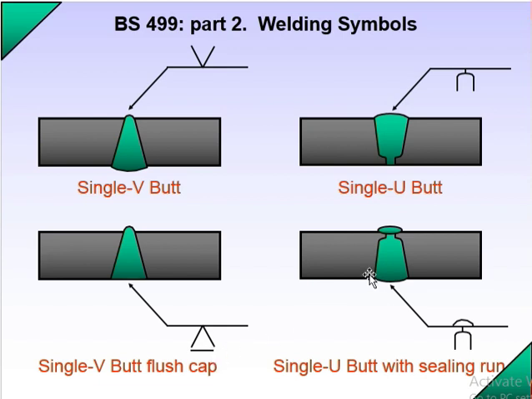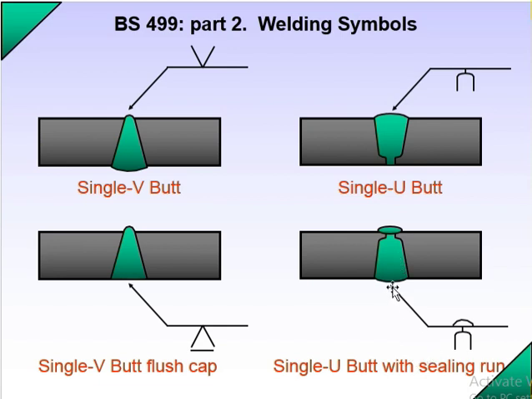You see here the single U, but there is a backside, where a chipped weld has been done, and after that a welding has been done by seal welding. So how do you have to recognize this welding symbol?